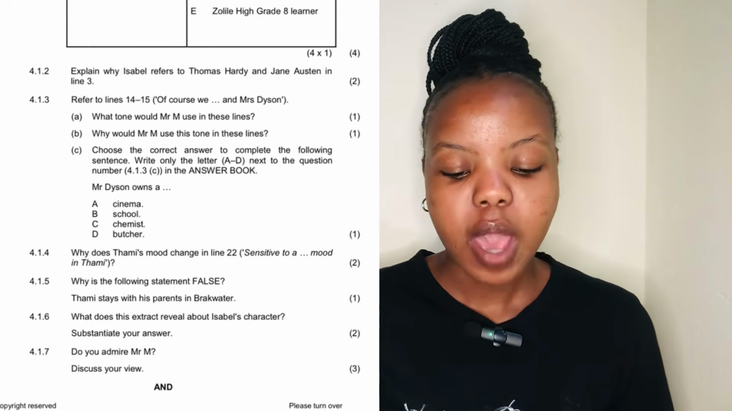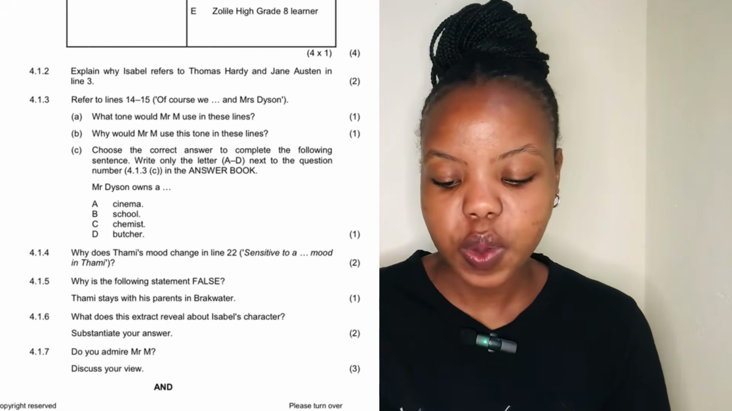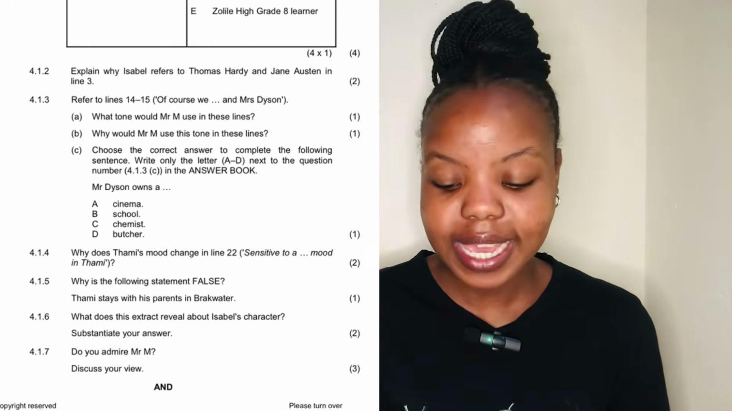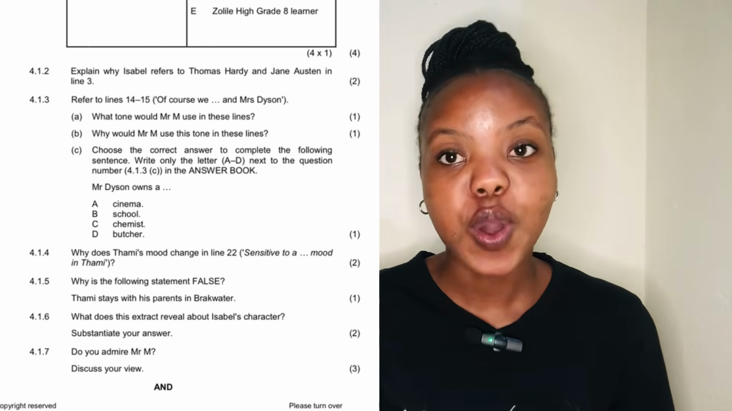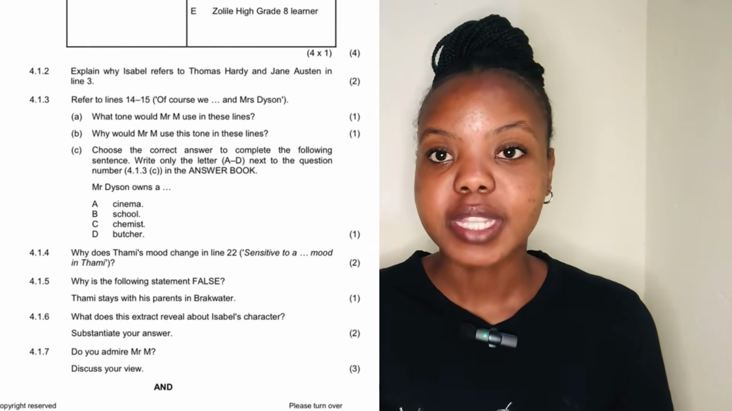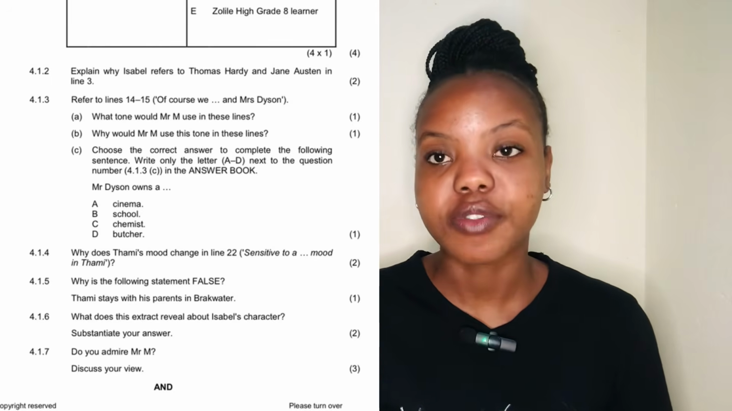And then B: Why would Mr M use this tone in these lines? The correct answer here is that Mr M is excited, or eager, or polite, or humbled by the prospects of meeting Isabel's parents. So Mr M is speaking in this tone because he is excited to meet Isabel's parents. And then you have your 1 mark.